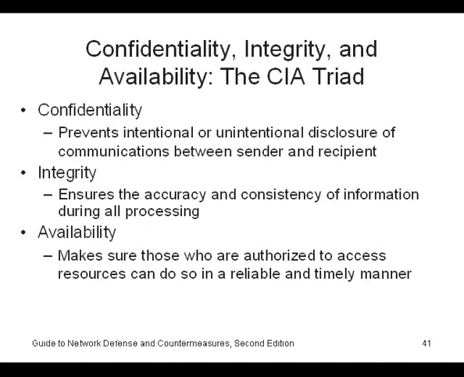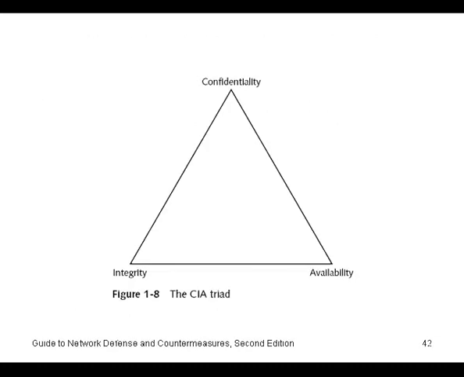Okay, we've already talked about this. Take a look at this for a second. Confidentiality prevents intentional or unintentional disclosure of communications between a sender and a recipient. Integrity ensures the accuracy and consistency of information during all processing. Availability makes sure that those who are authorized to access resources can do so in a timely and reliable manner. Hey, there's a triangle.